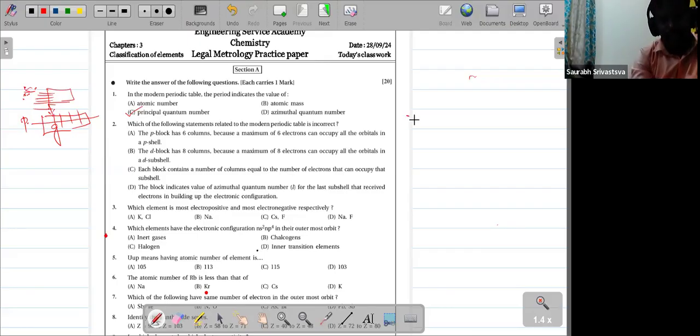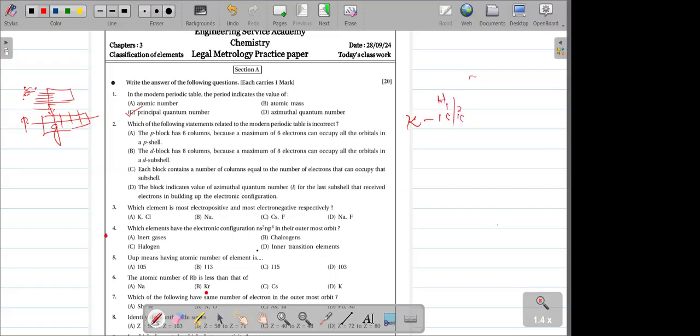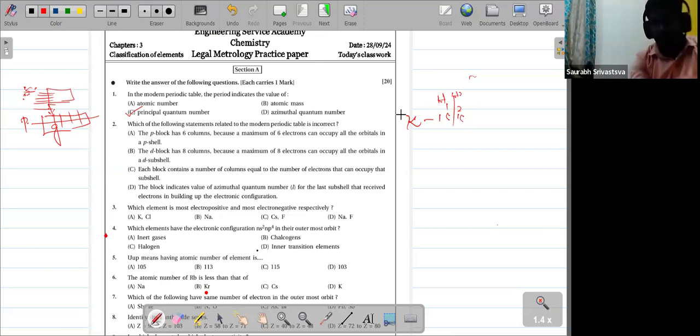Yesterday itself I said first period elements will accommodate the electron in K shell only. It won't accommodate beyond that. That means hydrogen, if you write 1s1, and helium, if you write 1s2. This is hydrogen and this one is helium. So the K shell indicates the first shell. First shell means the n value equal to 1. N is nothing but principal quantum number. So that's why we are writing the principal quantum number is the answer.